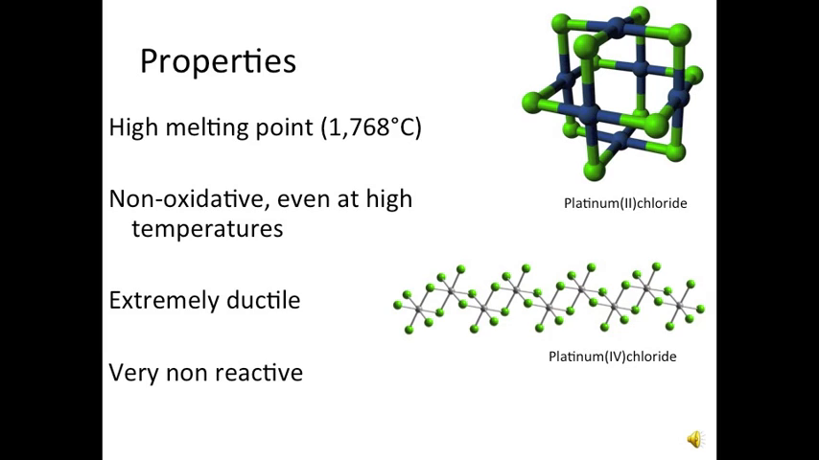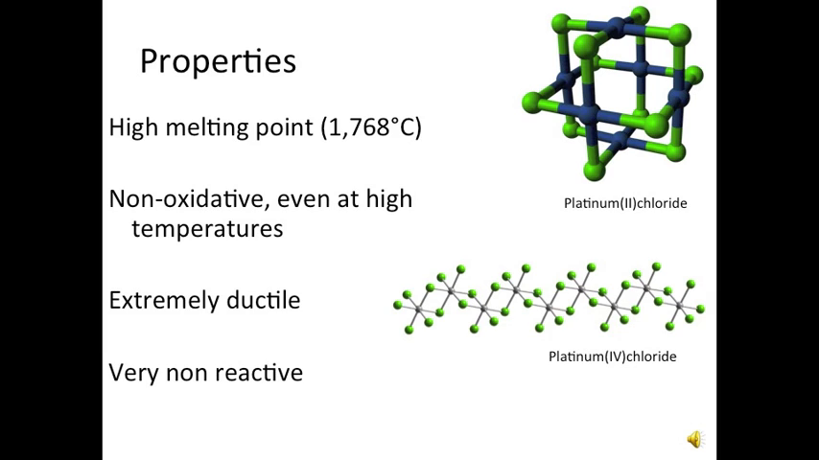Here are some properties of platinum. Platinum has a relatively high melting point at 1,768 degrees Celsius. It's non-oxidative even at high temperatures, meaning that no oxide coating is going to form on the surface of platinum no matter its temperature. Platinum is extremely ductile, meaning it can be bent and twisted and elongated very easily.